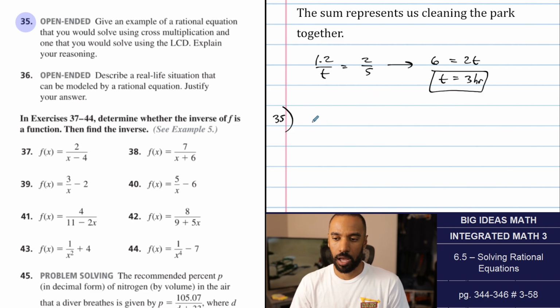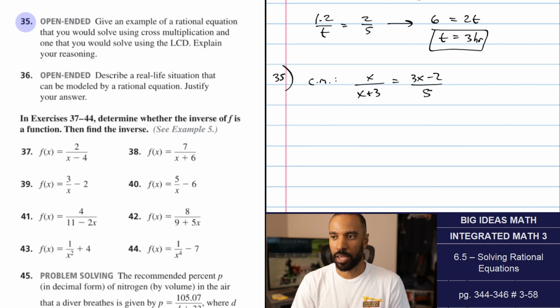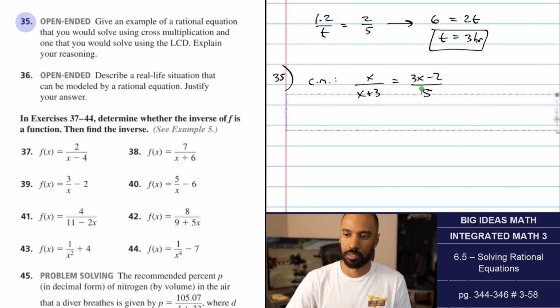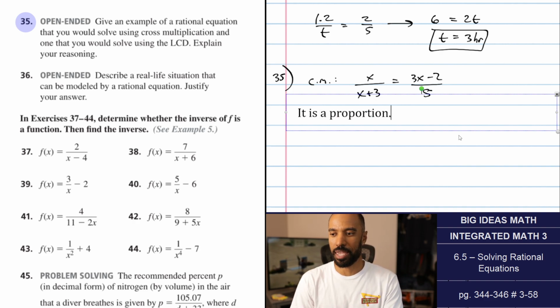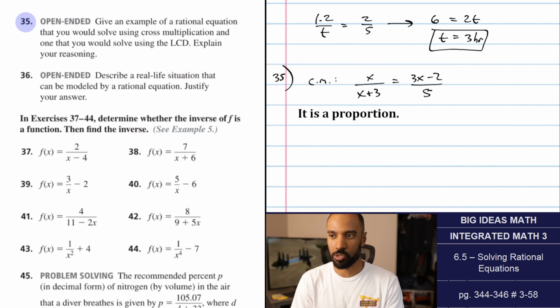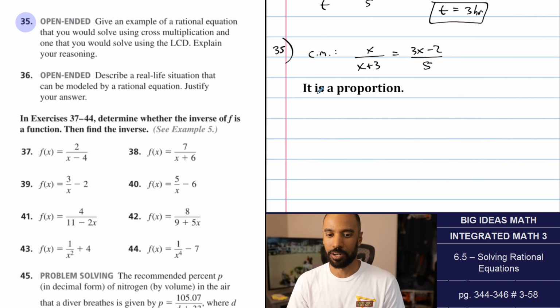All right. Cross multiplication. I would do ones with fractions. With a fraction equals a fraction. X over x plus 3 equals 3x minus 2 over 5. I'm not going to try and solve it, but it is a proportion. Now, I've done ones where I've turned them into a proportion because they were well primed and set up to do so. I want to do one that's less well primed and set up to do so coming up next right here. Let me kind of get into a different kind of problem here.